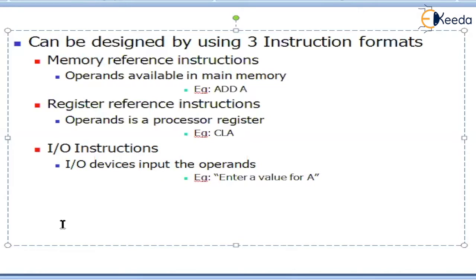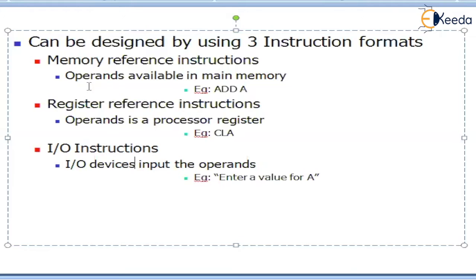So now we are designing the machine language instructions. These machine language instructions can be divided into three types or three categories. That is, the instruction formats that are supported are divided into three categories. The first one is memory reference instructions. For memory reference instructions, operands are available in main memory. For register reference instructions, operands are available in the processor's register. For IO instructions, operands are collected from IO devices.